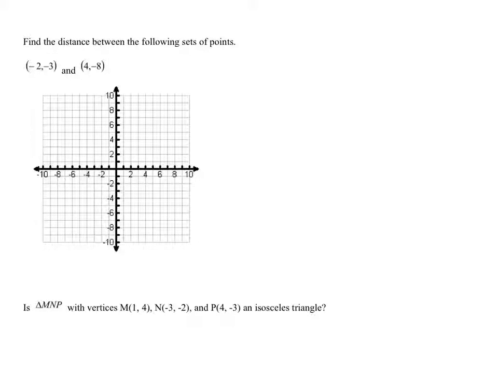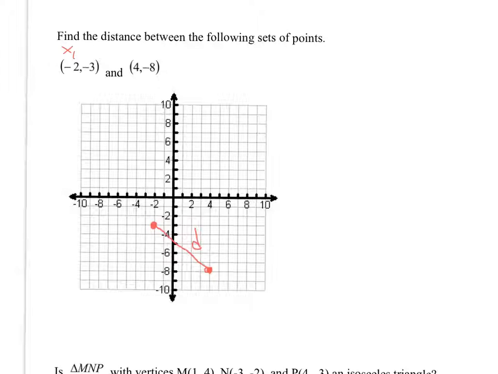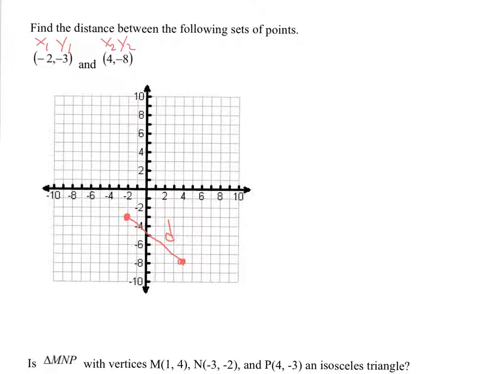In this first example, it says find the distance between the following 2 points: -2, -3, which is way down here, and 4, -8, which is down here. So I want to know this distance here. I'll call one of these points x1, y1 and the other x2, y2. It doesn't matter, but for simplicity's sake, I'll call this one x1, y1 and this one x2, y2. Again, that's an arbitrary selection. That's why the order in the formula didn't matter.